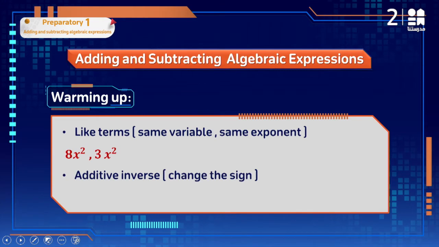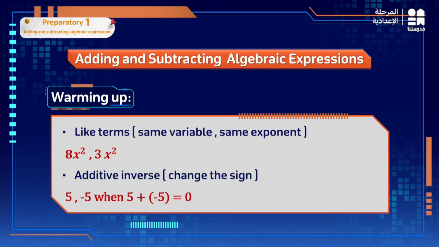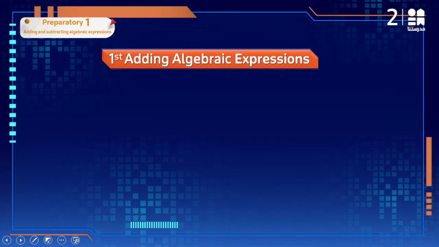And the second is about additive inverse, to change the sign of each term. For example, if I have 5, the additive inverse for it is -5. And the sum of any number with its additive inverse is equal to 0. That's what I needed in today's lesson. So let's talk about adding algebraic expressions.